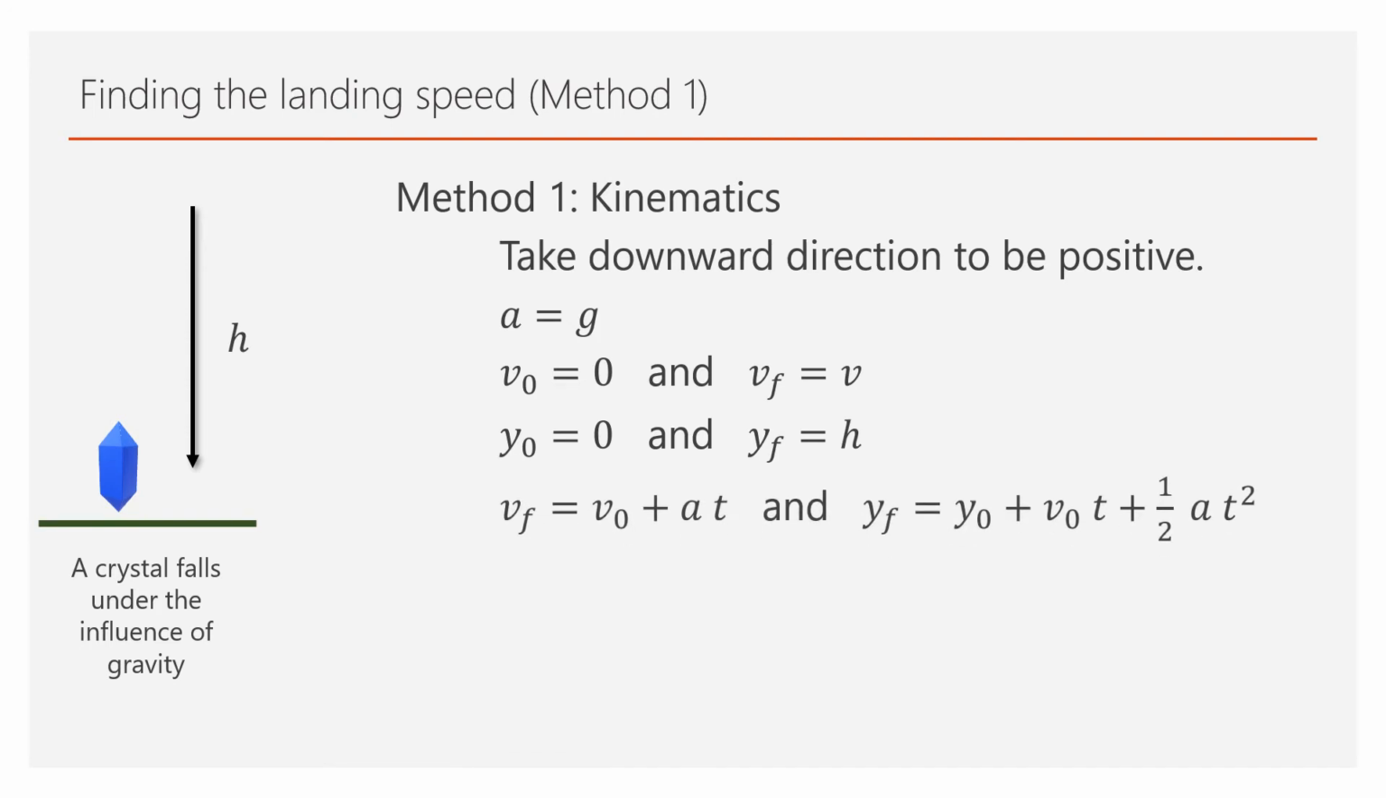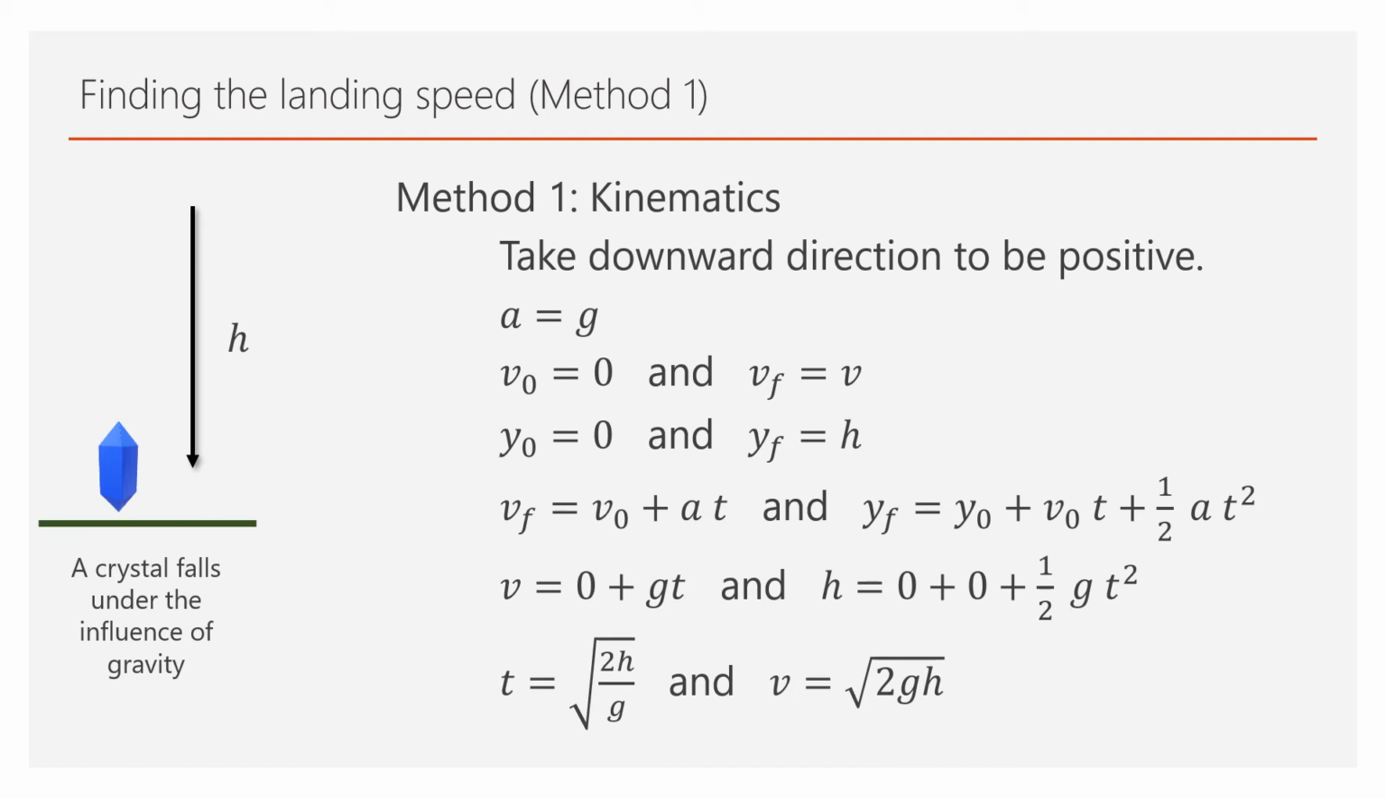Here are the two kinematic equations, which relate velocity and position to time. We can plug in the above values and then solve for the landing speed, which is v, which is equal to g times the time of flight. The time of flight can be found from the second equation, where the time of flight is the square root of 2 times the height divided by g, and then the landing speed is the square root of 2 times g times h, which is what we were looking for.